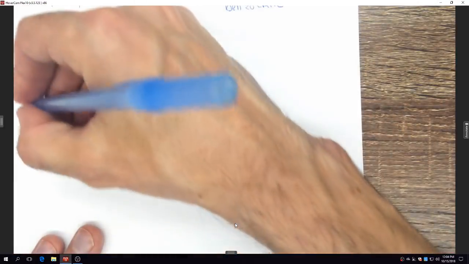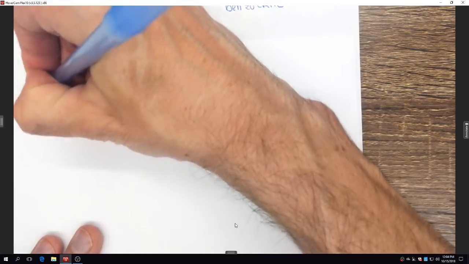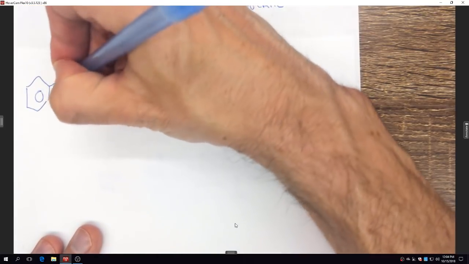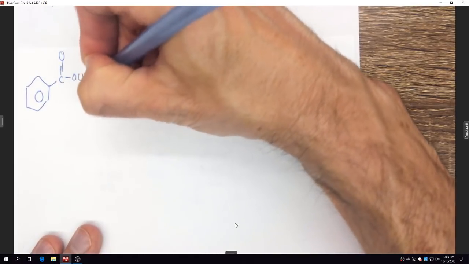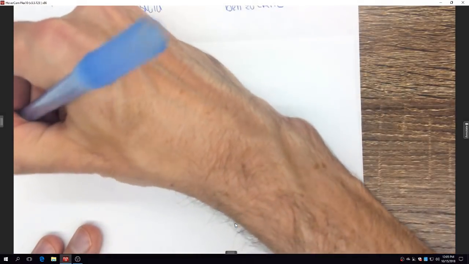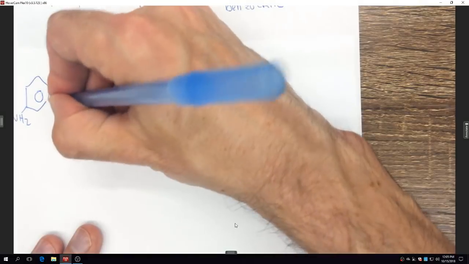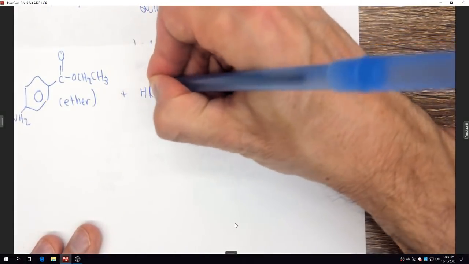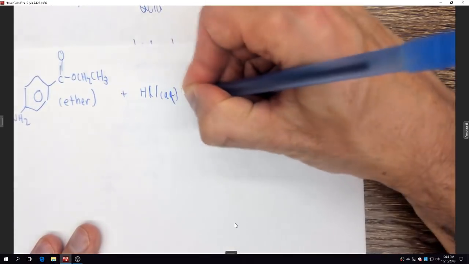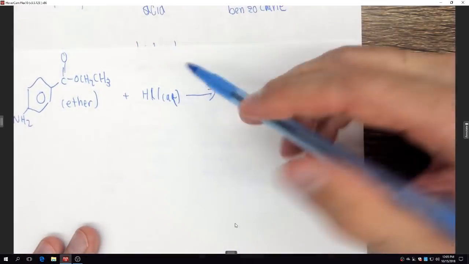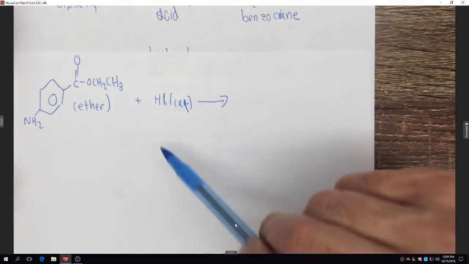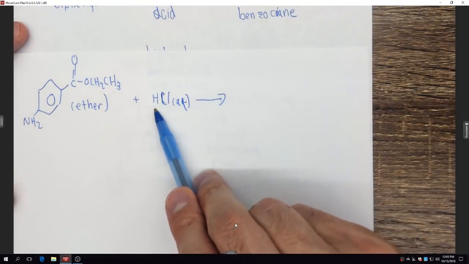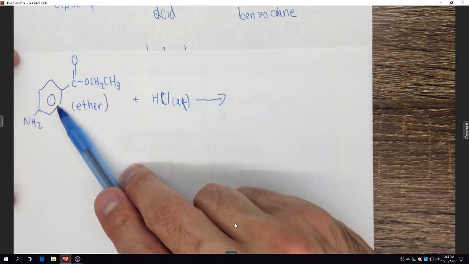If we have benzocaine here, which is dissolved in ether, and we add HCl, which is aqueous. What do acids like to do? Give protons or accept protons? Give protons. So HCl wants to give a proton to benzocaine.